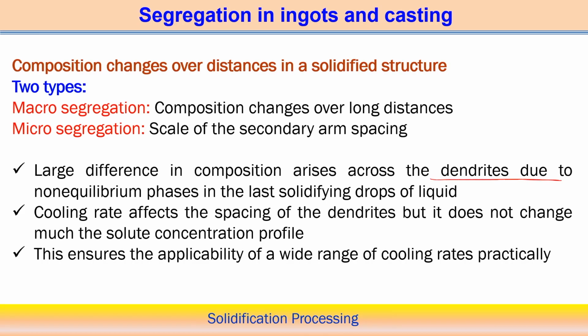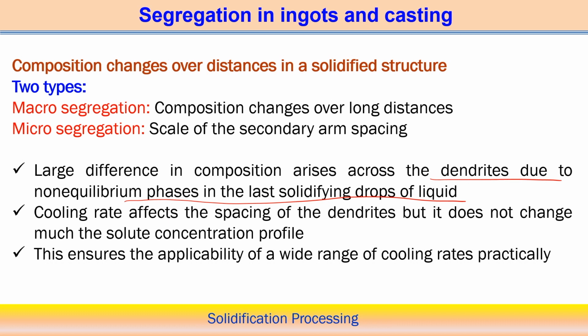Now, a large difference in composition arises across the dendrites due to non-equilibrium phases in the last solidifying drops. We observe this across the dendrites in the presence of non-equilibrium phases, and it usually happens in the last solidifying drops of liquid. The solidification temperature gradually decreases, but at almost complete solidification, in the last drop of liquid phase, the liquid composition is much higher compared to the already solidified material. So at that position, the composition might change across the dendrites.